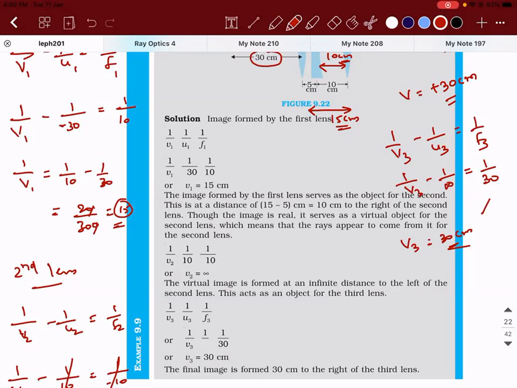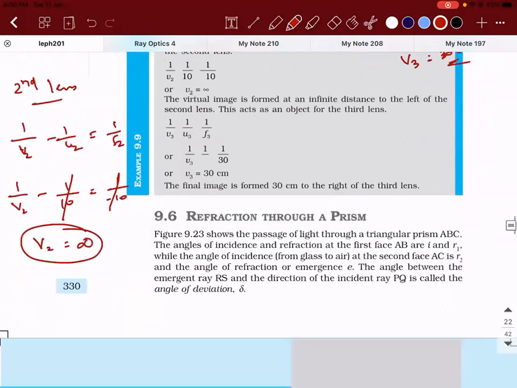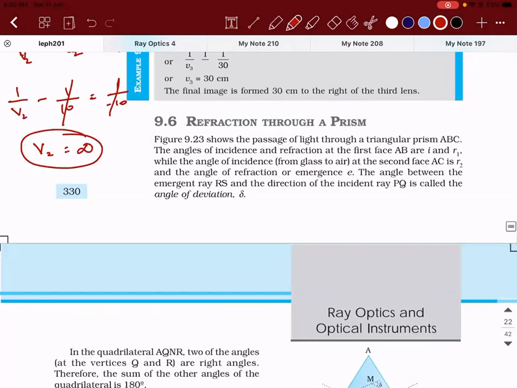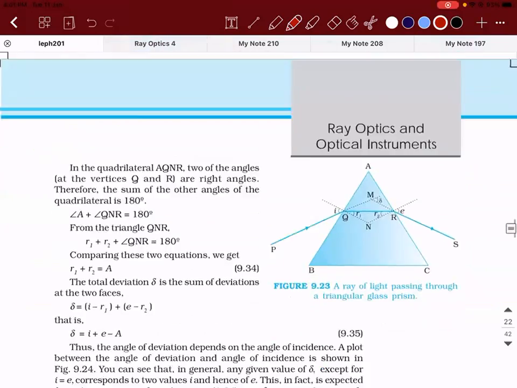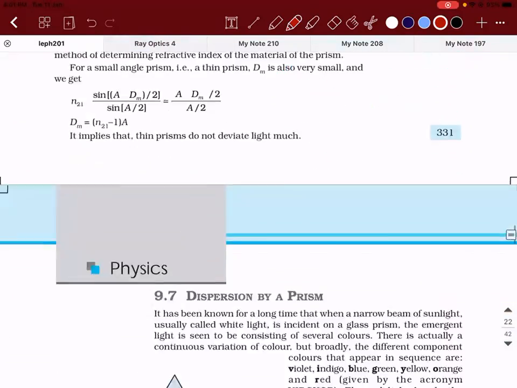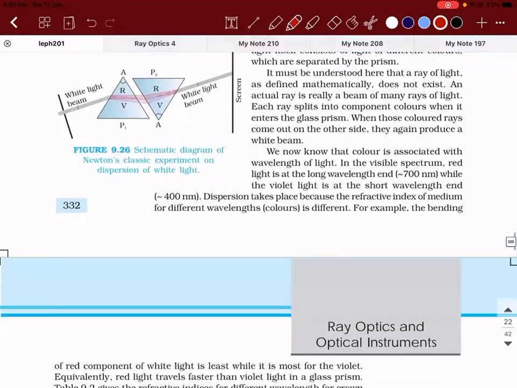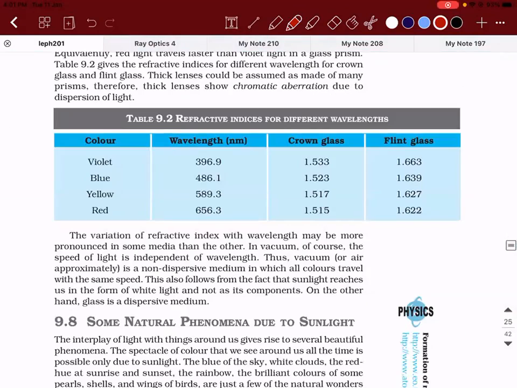So this is all about the lens combination. Next class we'll see how the refraction takes place through prism, so prism followed by optical instruments. So maximum 3 more classes we should be done. I'm hoping that there is no doubt from today's class. Right? No doubt, sir.